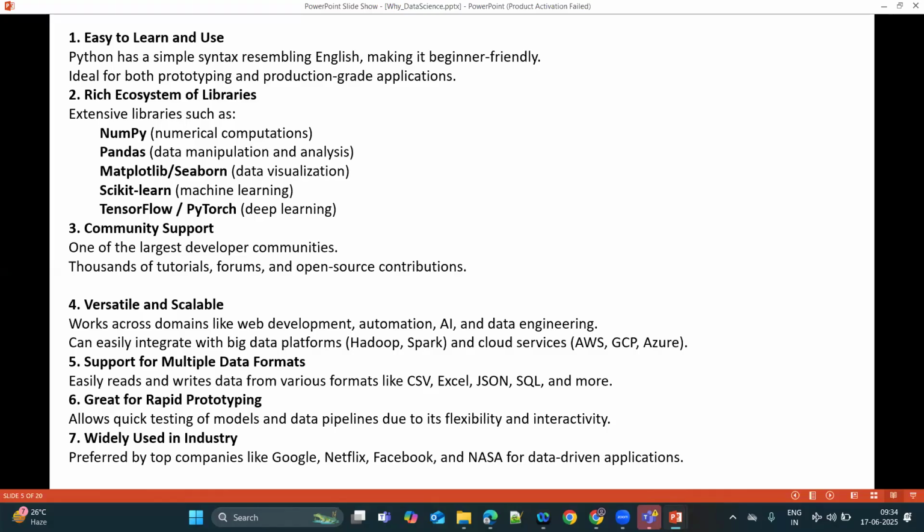For prototyping, like testing models and pipelines. Python is widely used in industries like ISRO, NASA, Google, Netflix, Facebook, and even banking sectors like DBS, HDFC, and ICICI, and manufacturing companies like Tata Steel, Maruti Suzuki, and Bosch. Everyone in their respective field is using Python for data science. That is why we need to have some idea of Python or a programming language.